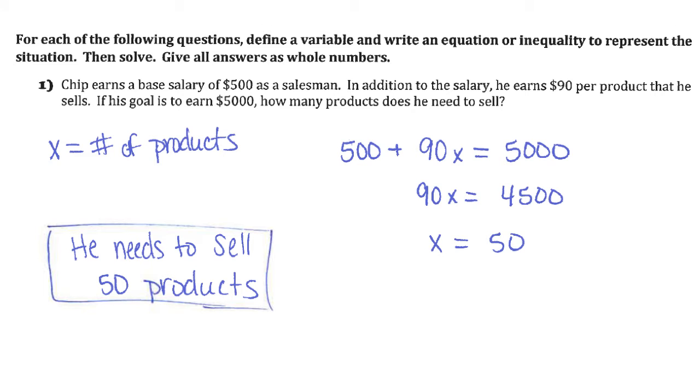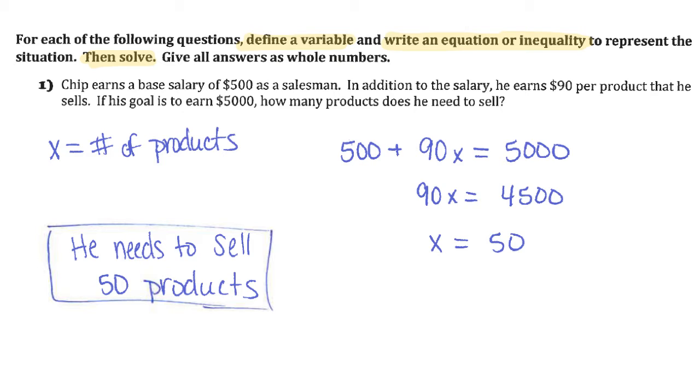Now, before we get started looking at answers, there's a couple things in the directions that I want to make sure to highlight and point out. So it says for each of the following, we were looking to define a variable, and then the next piece we want to write an equation or inequality, depending on the scenario, and then of course the solving part. So those three key pieces are what we're looking for in every problem.